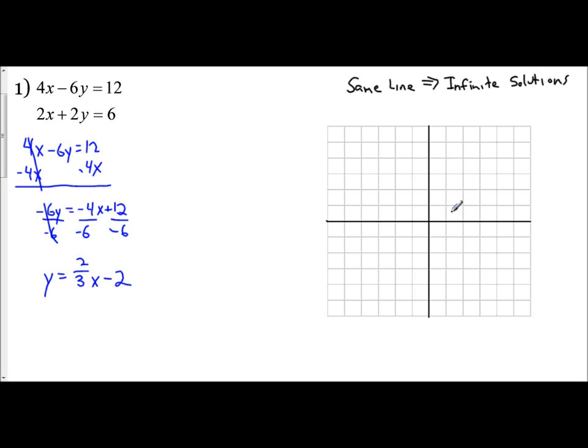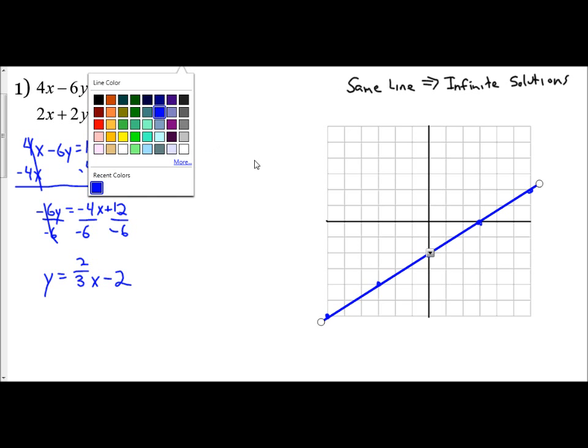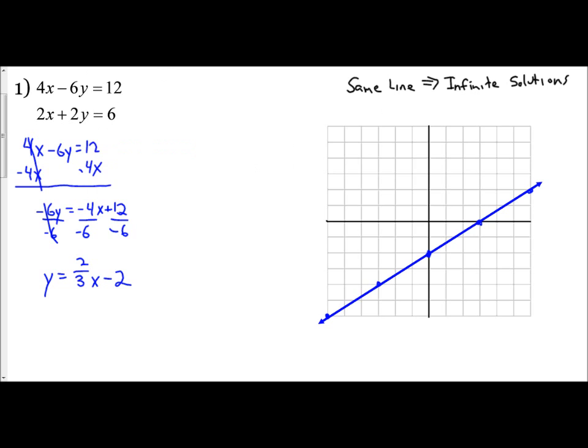So let's graph this. We have a y-intercept of negative 2, a slope of 2/3, so up 2, right 3, up 2, right 3, down 2, left 3, and down 2, left 3. And then we're going to connect these with our line. Now I'm going to color code this first, so that way we know which graph goes with which line.